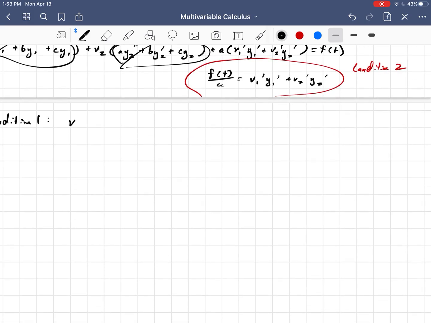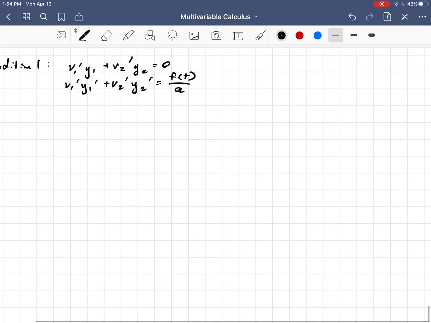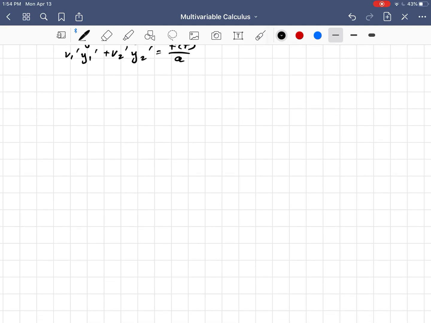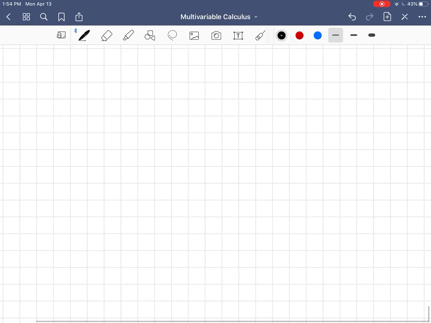I'm going to write them up here. Condition 1 is that v sub 1 prime y sub 1 plus v sub 2 prime y sub 2 is equal to 0. And our second condition is that v sub 1 prime y sub 1 prime plus v sub 2 prime y sub 2 prime has got to be f of t over a.